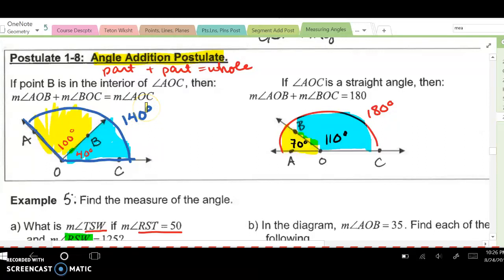Now we have one special case of this. In this other scenario over here, we always know that a straight angle is 180 degrees, always a straight line is 180. So in this case, it would make sense that the yellow angle, if it's 70, then the blue angle would have to be 110, since these two have to add up to 180.